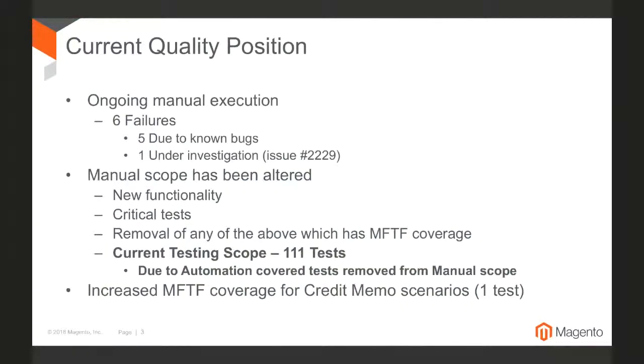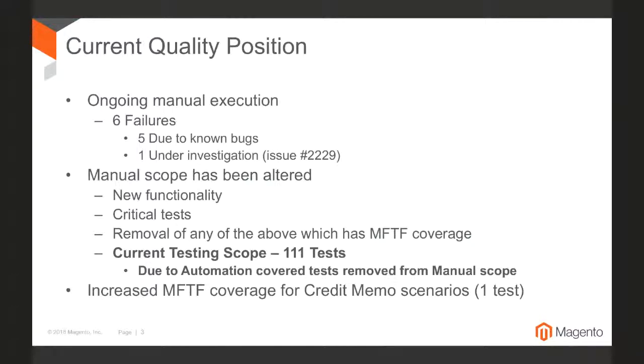So as Eugene said, we have ongoing manual execution of that 1.1.2. We're looking at 6 failures discovered. 5 of those can be directly tied back to already known bugs, so they're in a way expected failures. And issue 2229 is under investigation as to whether it was previously fixed in a different branch or that's still valid. The manual scope itself has been altered, especially compared to previous regression cycles for this.